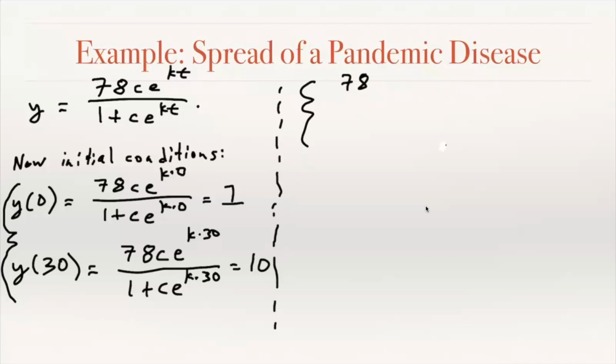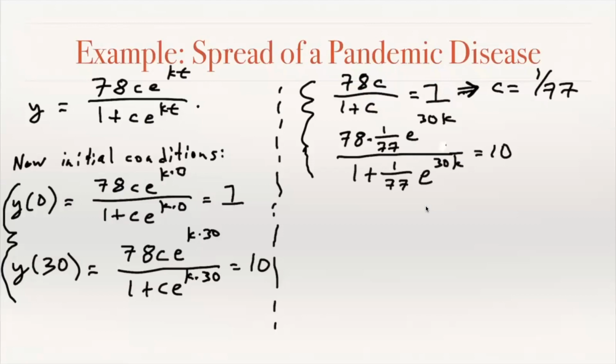So our first equation, because e to the 0 is 1, becomes nice. And solving for c there, by multiplying both sides by 1 plus c, moving c to the other side and dividing by 77, c is 1 over 77. And then the second equation is this. That's a multiplication sign. We solve for c. C is now 1 over 77.